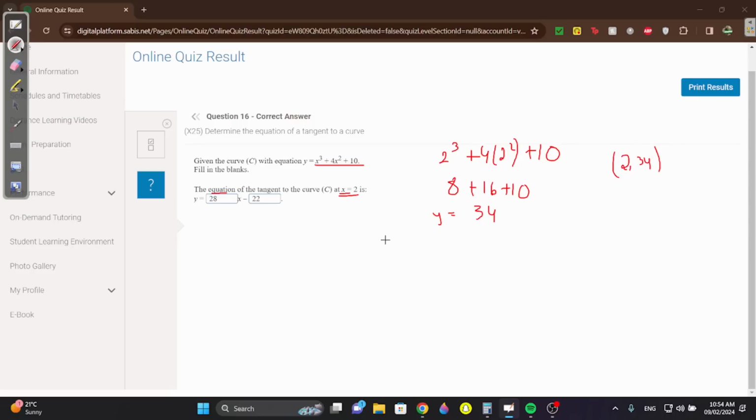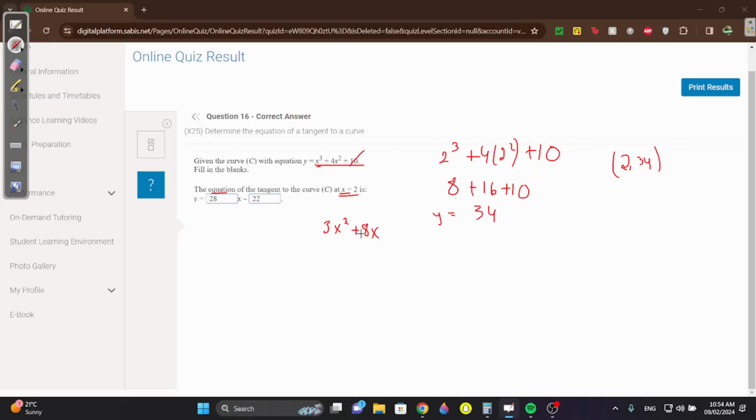Now we find the derivative. We have to find the slope by finding the derivative and plugging in the x. How do we differentiate x cubed plus 4x squared plus 10? 3 times 1 is 3, and reduce the power of x by 1, so x squared. 2 times 4 is 8, and reduce x squared by 1, so x. And 10 doesn't have an x, so you just don't do it.